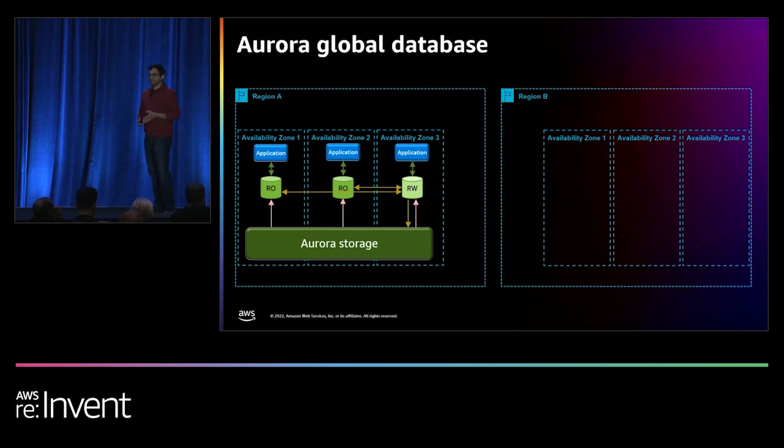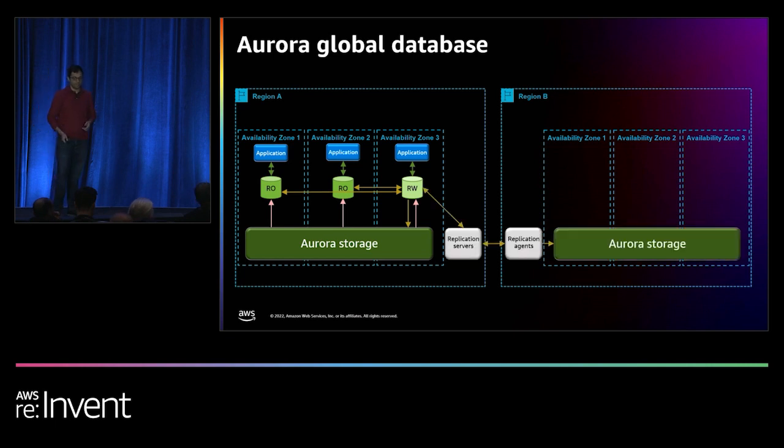So we learned about scaling reads in the same region in a single Aurora cluster. What about scaling reads cross-region? We do that by using Aurora Global Database. Aurora Global Database also provides a disaster recovery mechanism with very low RPO and RTO. It can maintain very low replication lag for cross-region replication, typically less than a second, and you can promote or achieve an RTO within a minute from the database tier. So let's see how it works.